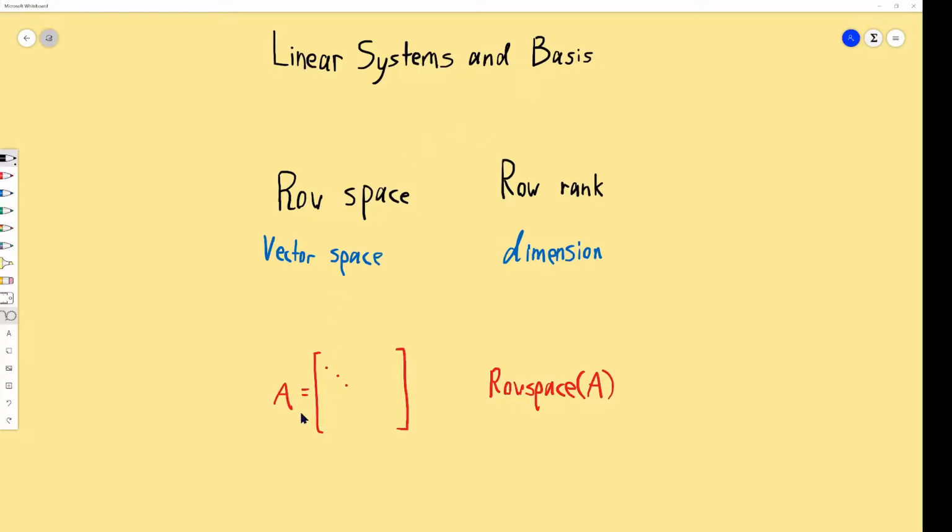space. So if I have a matrix A, then the row space of A is the span of its rows, and the dimension of the row space is the row rank. So row space is the vector space, row rank is the dimension.